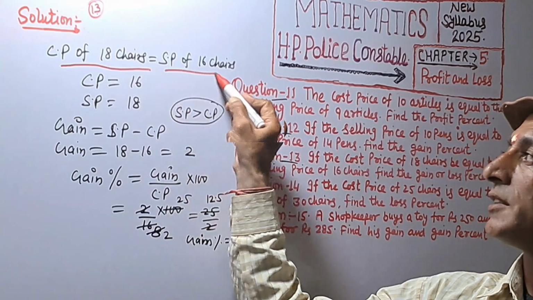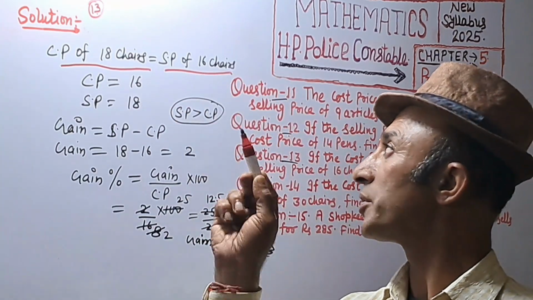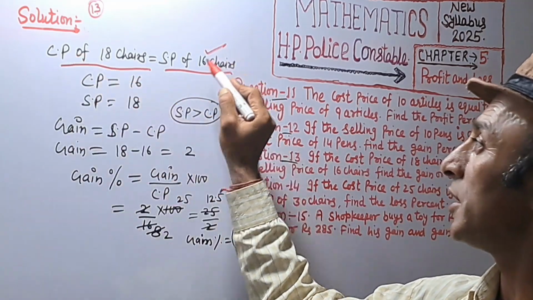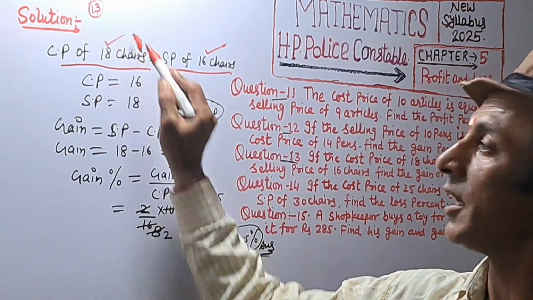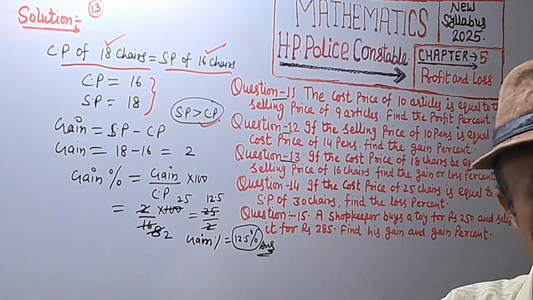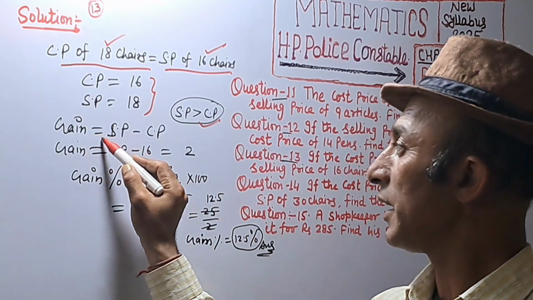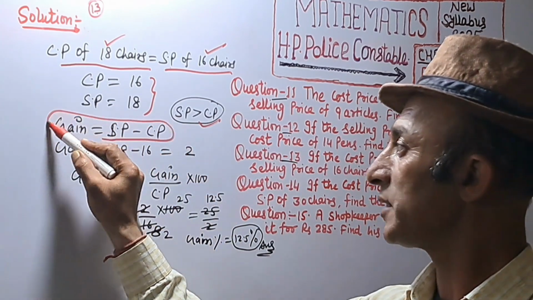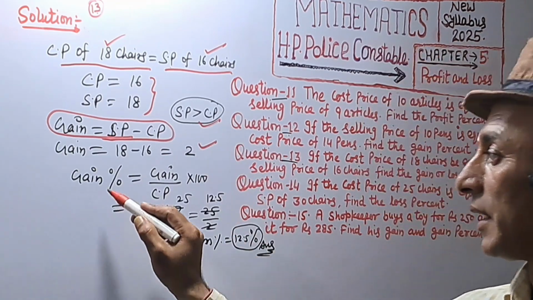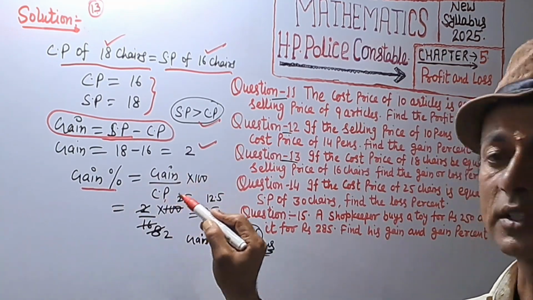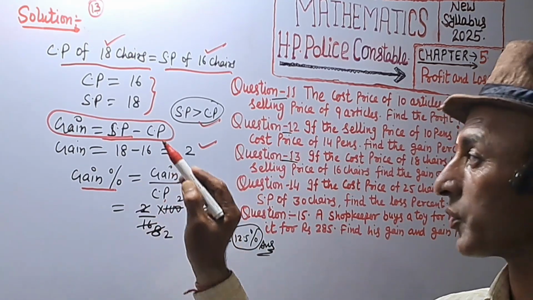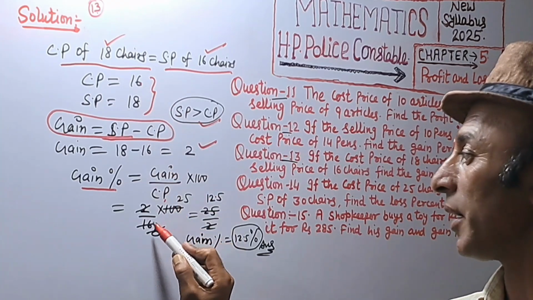Cost price of 18 chairs equal to selling price of 16 chairs. Cost price is 16 and selling price is 18. Selling price is greater than cost price, we get gain, and gain equal to selling price minus cost price. 18 minus 16, that is equal to 2. And gain percent equal to gain upon CP multiplied by 100. Gain is 2 upon cost price is 16 multiplied by 100.